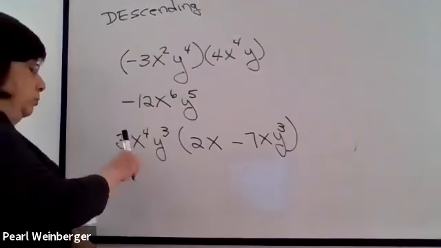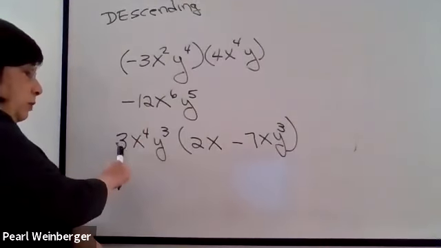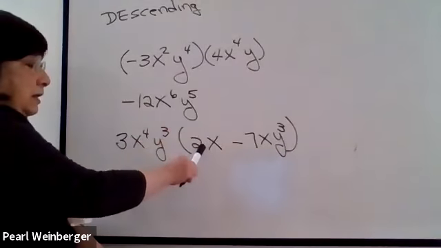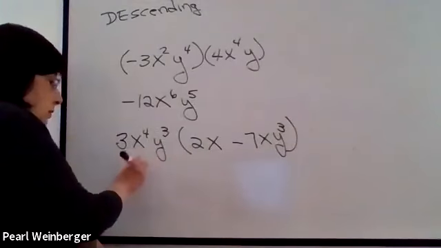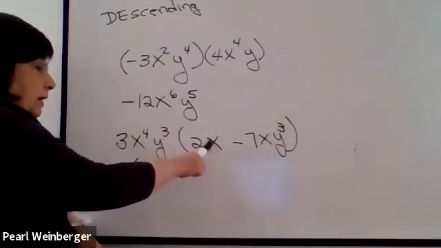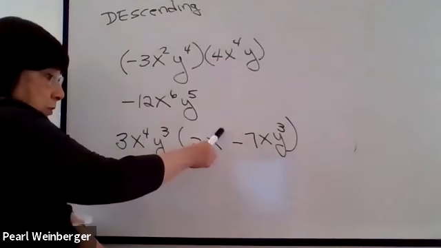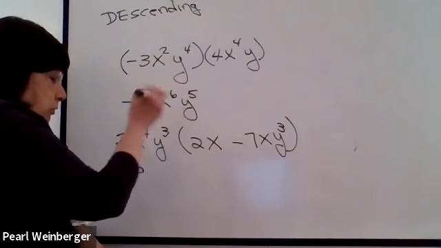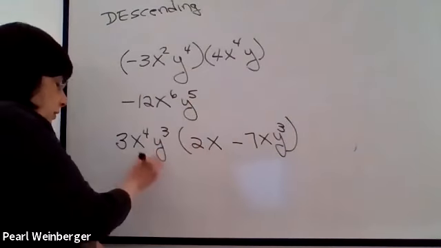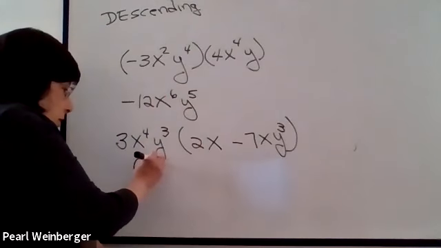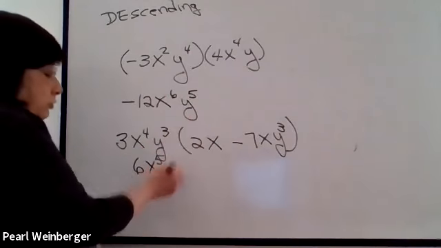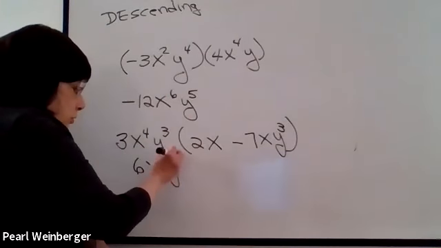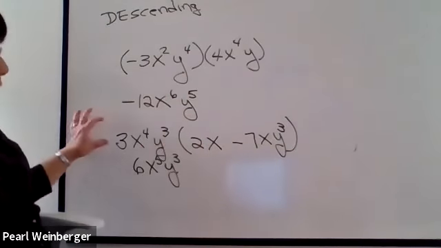So doing the multiplication, multiplying the 3x^4 y^3 times the 2x, the 3 times the 2 gives me 6. x^4 times x. Remember, no exponent means it's an exponent of 1. So 1 and 4 is x^5. y^3, there's no y to multiply it with, so I just bring the y^3 across.